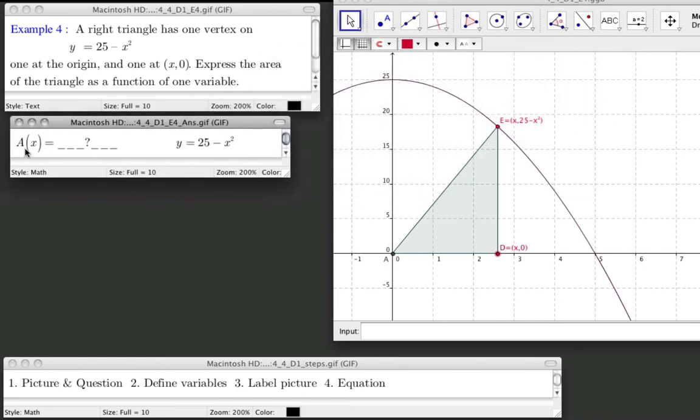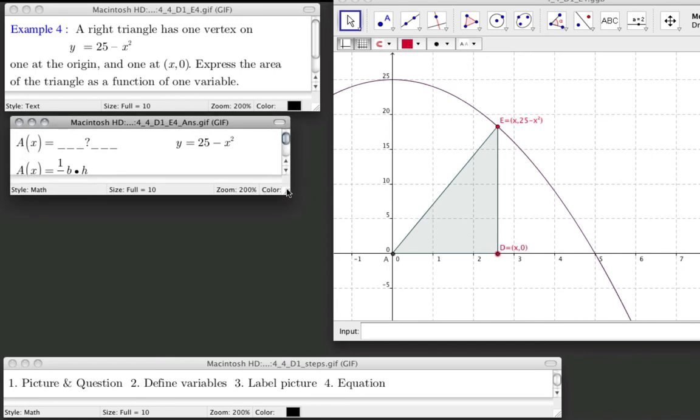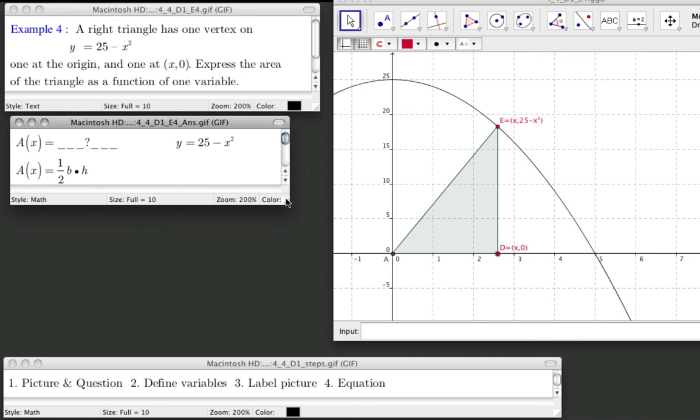I need area as a function of one variable, and again, I've picked x. And the other piece of information that I was given is that the triangle has one vertex on y equals 25 minus x squared. I think that's my equation. So to start with the area part, the formula for area of a triangle is 1/2 base times height. So I write that down. I look at my diagram and say, well, I think the base down here, starting at the origin and going to the point x, 0, is going to have a length of x. That's good because I want my function in terms of x.